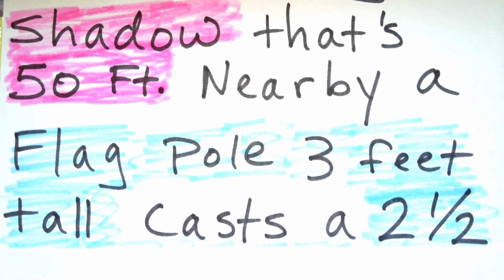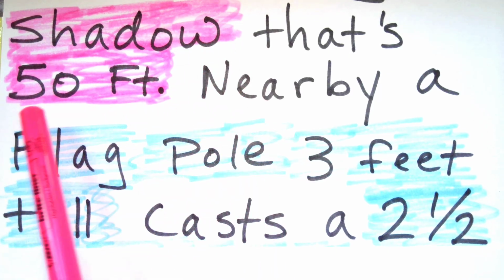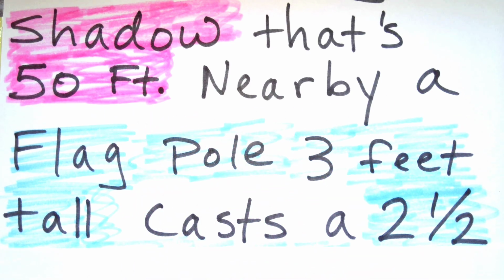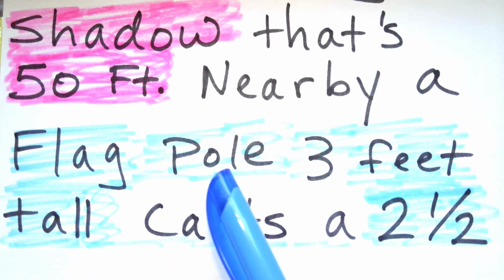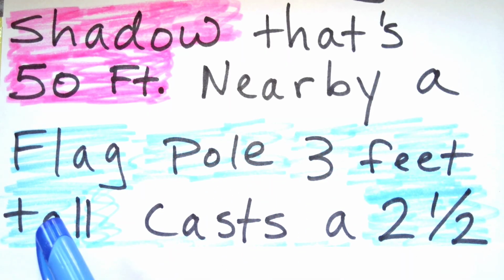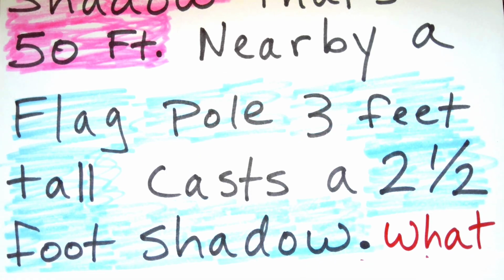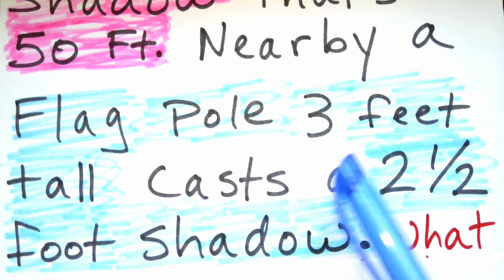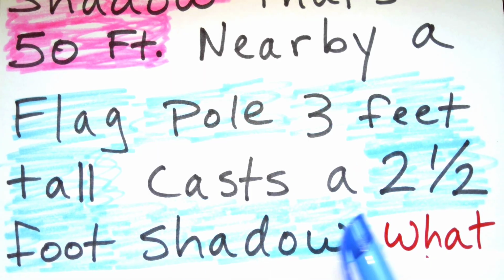Okay, so we know that the New York City building cast a long shadow that was 50 feet. And then nearby, a flagpole 3 feet tall casts a 2.5 foot shadow. So we have a flagpole. The details are highlighted in blue. That flagpole was 3 feet tall and cast a 2.5 foot shadow. And then earlier we were talking about a New York building highlighted in pinkish red that we don't know how tall it is, but has a shadow of 50 feet.